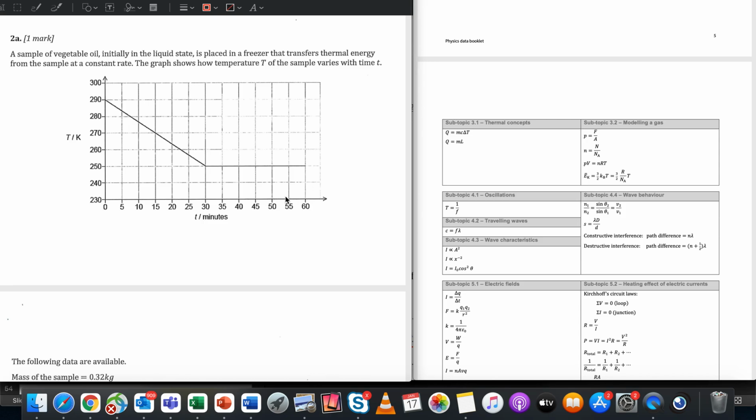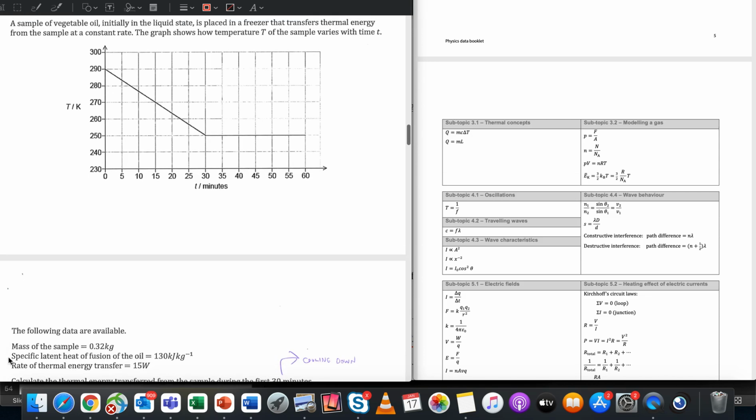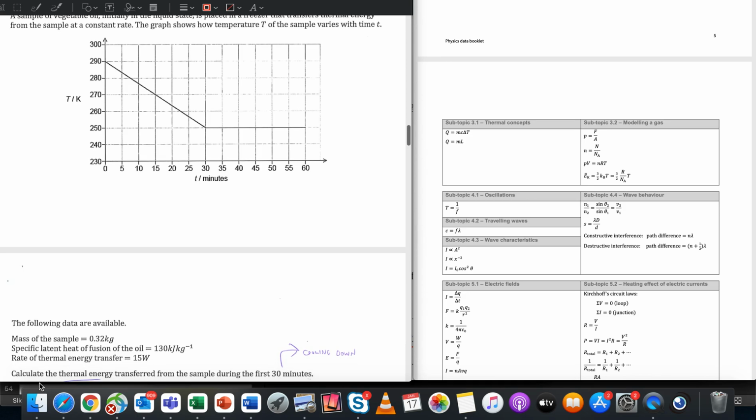A sample of vegetable oil, which is in the liquid state, is placed in a freezer and transferring thermal energy. And we're looking at how the temperature varies. Okay, we're told the mass of the sample, we're told the specific latent heat of fusion, and the rate of energy transfer. First one, calculate the energy transfer from the sample during the first 30 minutes.